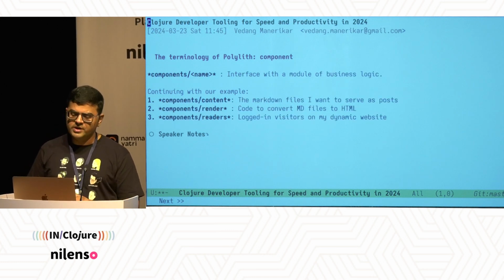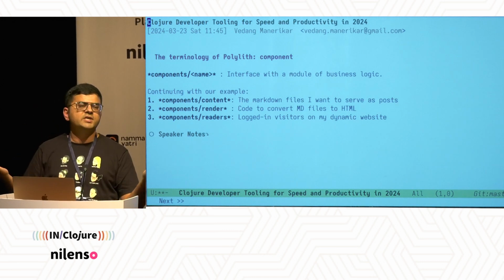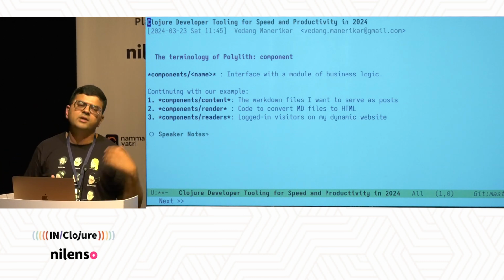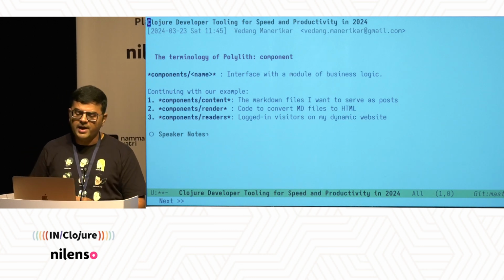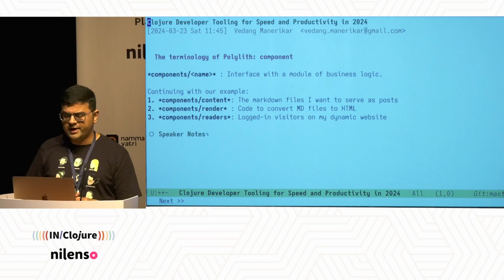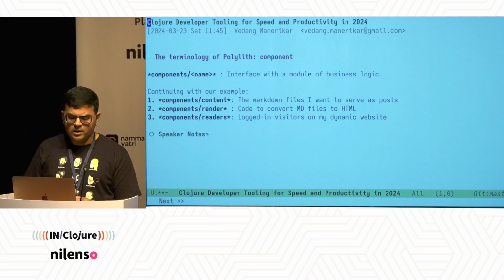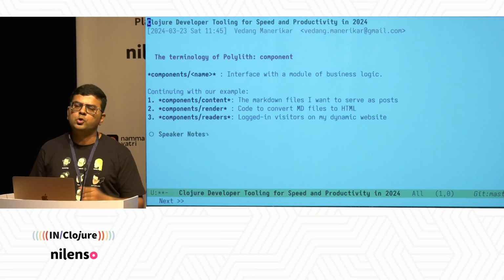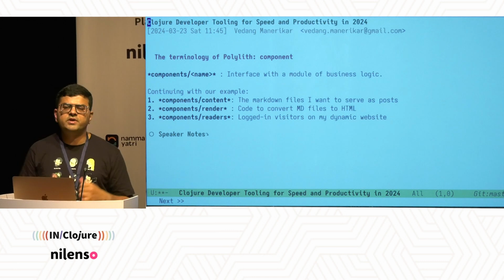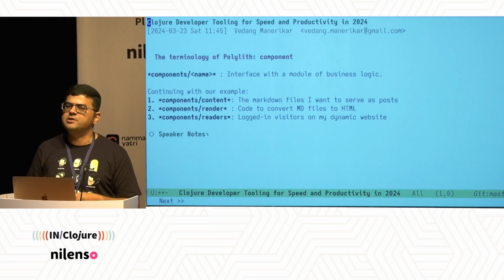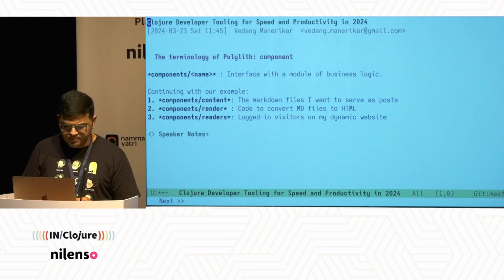And finally, you have components. Components are your modules of business logic basically, and they provide an interface for the external world to use, right? External world meaning other bases or other components. So in our example, I might have three components. One is content, which is all the markdown files that I want to serve. So all of them go inside content. Another is render, where I am writing code to convert the markdown files to HTML. All of that goes inside render. And a third is readers, where I am writing code for logging in users and visitors on my website and stuff like that, right? So there are my three components.